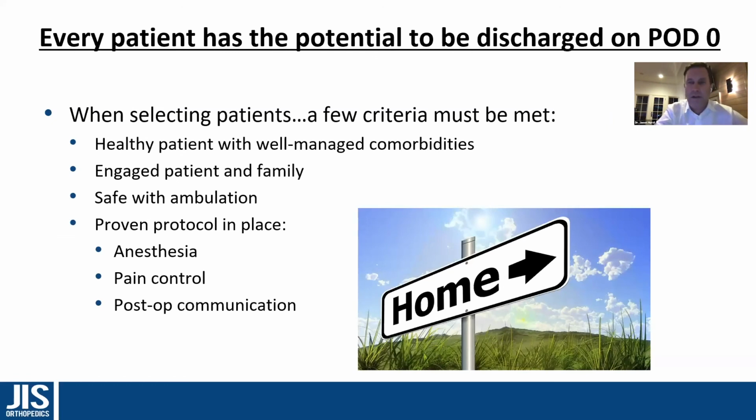So if you ask us, as you can tell by our enthusiasm for outpatients, we would probably like to say that every patient has the potential to go home the same day. Just got to find those patients, or maybe select those that can't. And when selecting the patients, I think the criteria that must be met is, of course, they have to be a healthy patient. And the most important thing is that everyone's going to have comorbidities. They just have to be well managed. They have to have a well-engaged family as well, so that they do have help when they come home. They have to be safe with ambulation. They don't have to be perfect, but they should be safe. And then you have to have a protocol that's ironclad with respect to anesthesia, pain control, and post-op communication. That's really important, that the center is involved in that communication and your office is just as much.